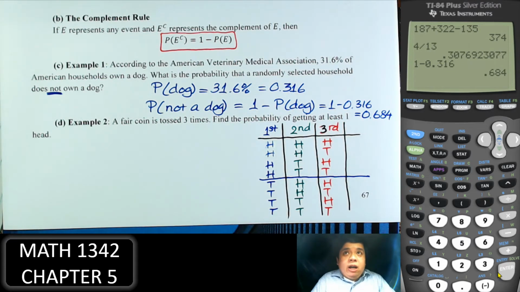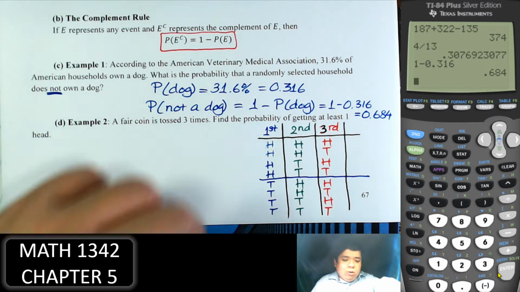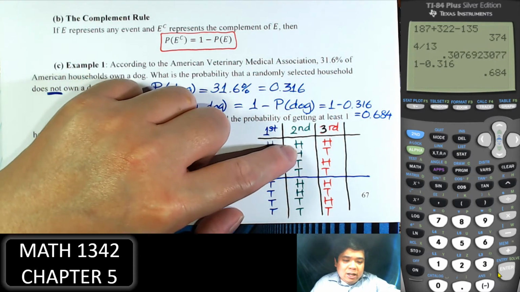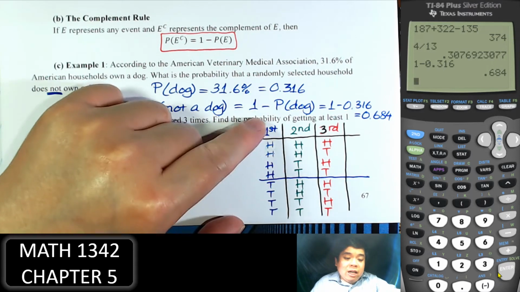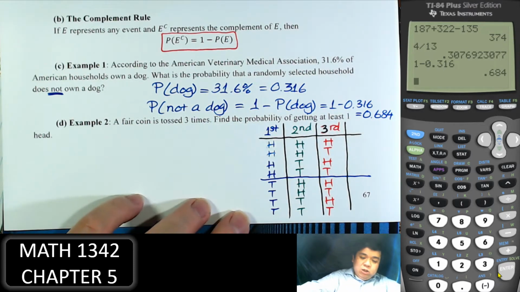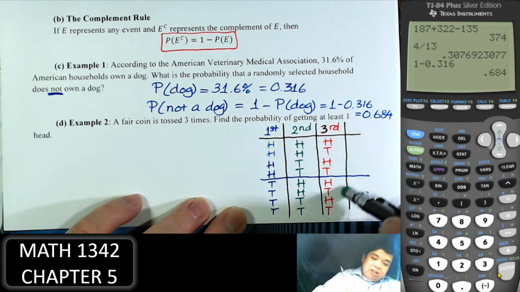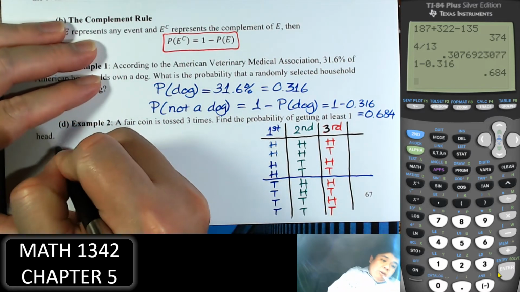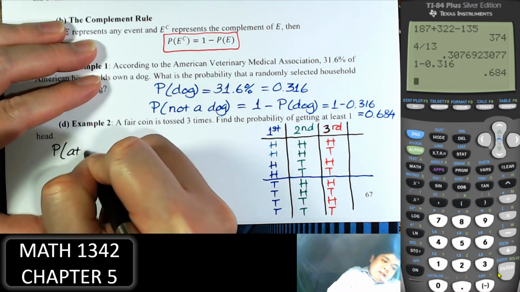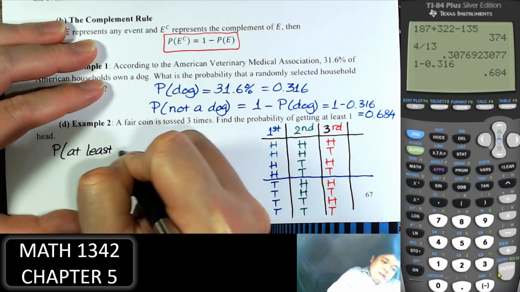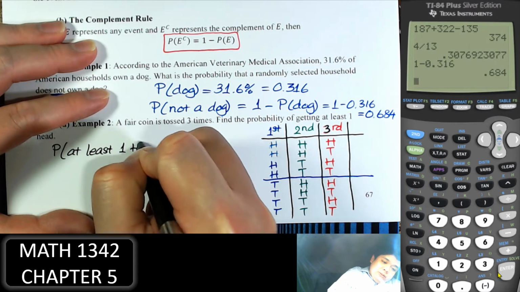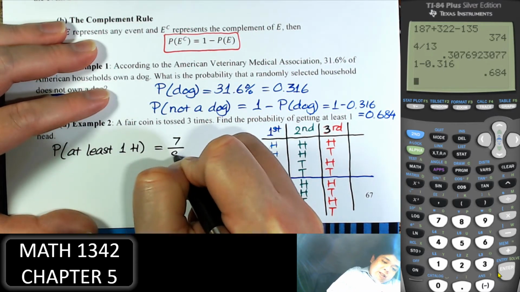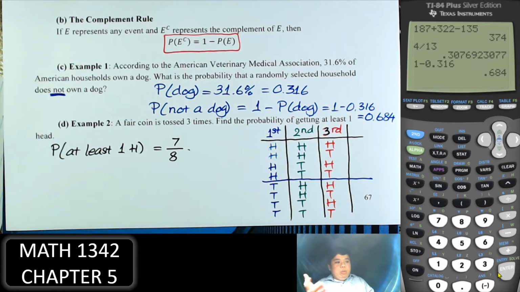Find the probability of getting at least one head. So if we count, there's a head, there's a head, and there will be 7 outcomes with at least one head out of 8. So simply by counting, the probability of at least one head is 7 out of 8, right, if we just count.